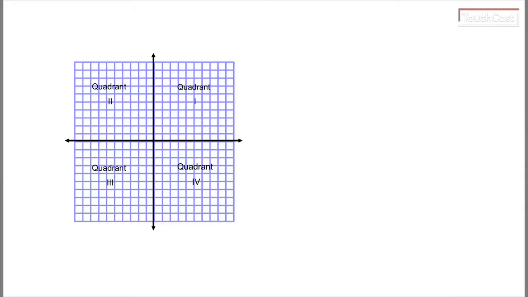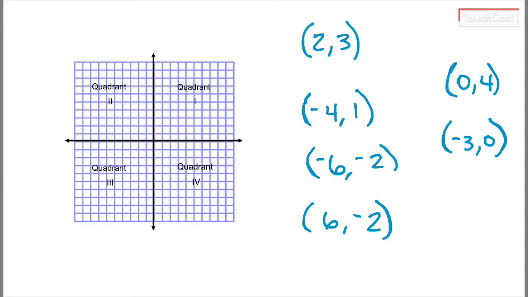There are 4 quadrants that make up the coordinate plane. Quadrant 1, 2, 3, and 4. Depending on your level of familiarity with the coordinate plane, you may or may not have seen all 4 quadrants. Most people have seen quadrant 1, and that's the only quadrant that they've seen.